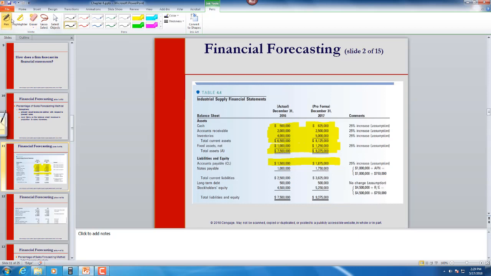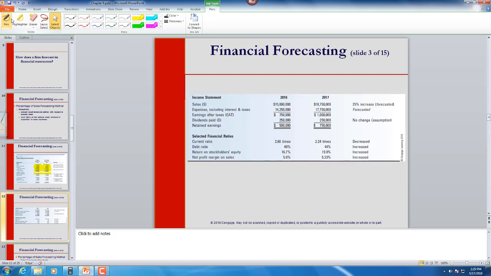Okay. Now that you know that, now the income statement: sales have a 25% increase, and then you have expenses including interest and taxes. The forecasted is 17,750, so no change. Dividends paid, there is no change expected there.